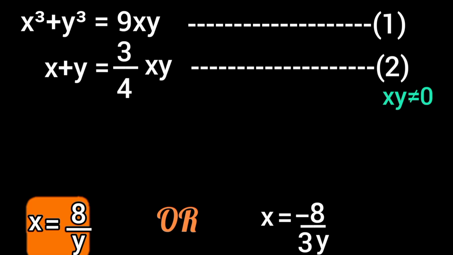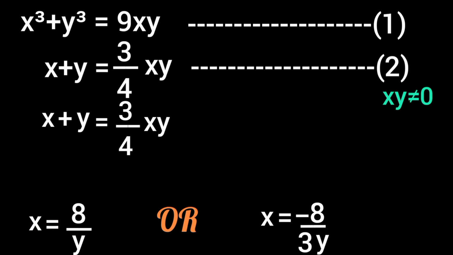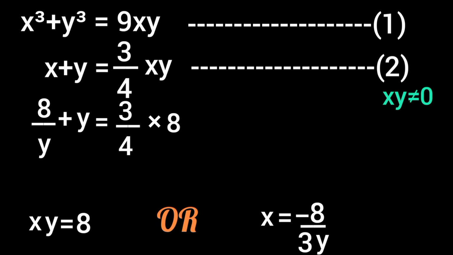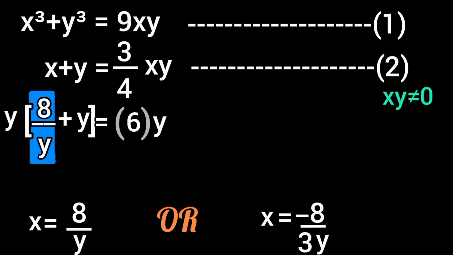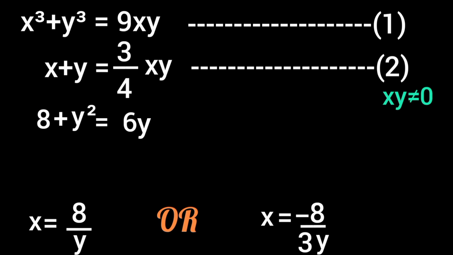Now for this equation, we can substitute for x in equation 2. And remember that xy is the same thing as 8, so we can plug that in as well. 3/4 times 8 is 6, and we can clear this fraction by multiplying everything by y. Then if we bring 6y over the equality sign and rearrange, we'll have that y² minus 6y plus 8 is equal to 0, which we can solve by factorization.